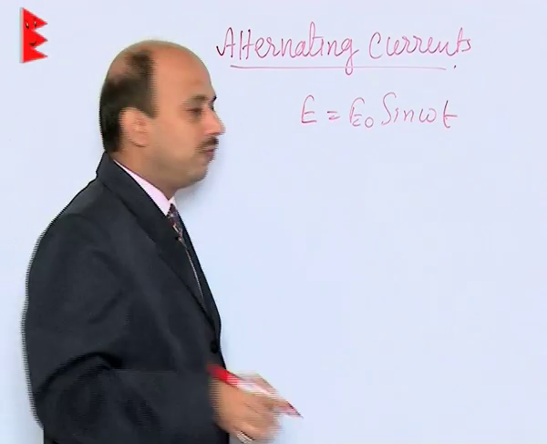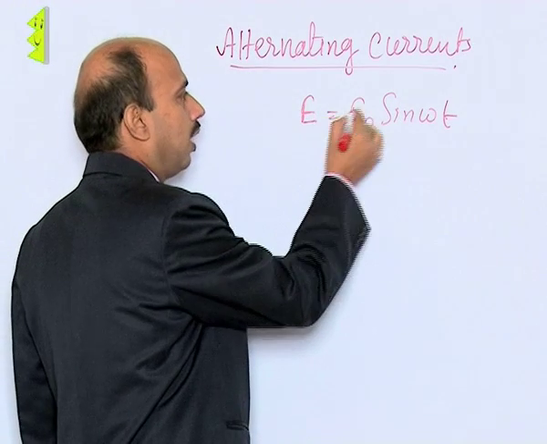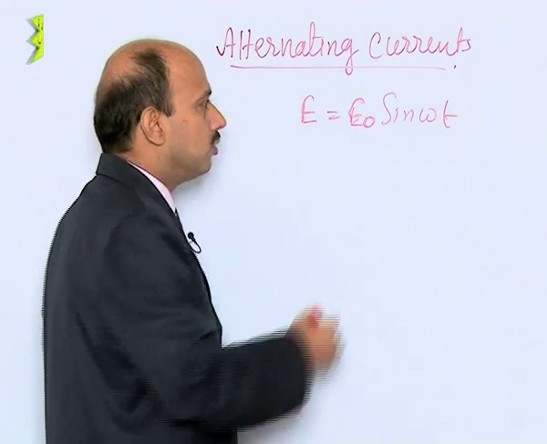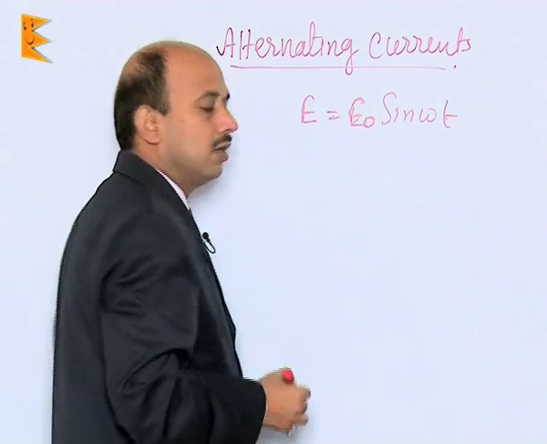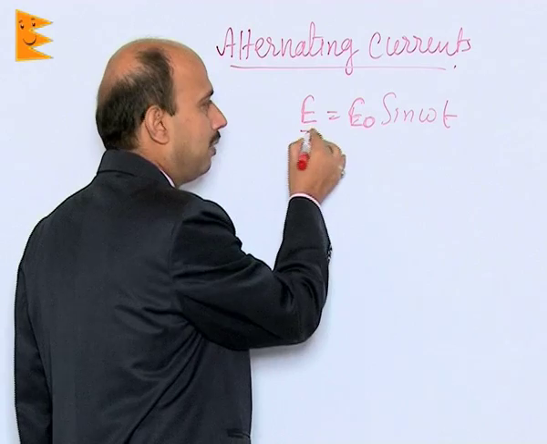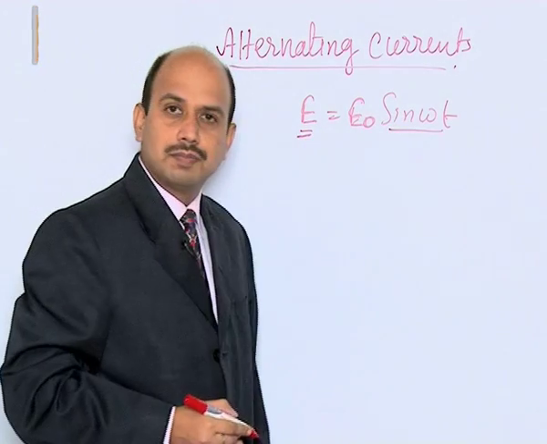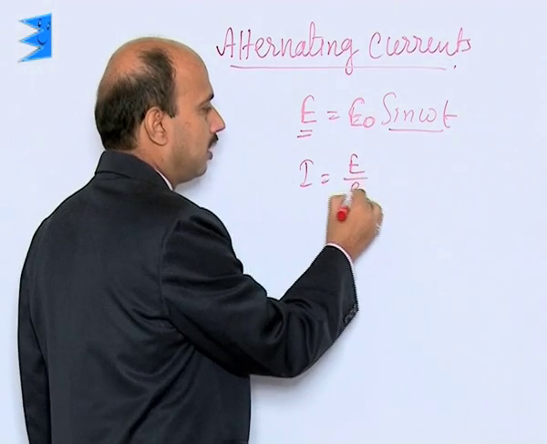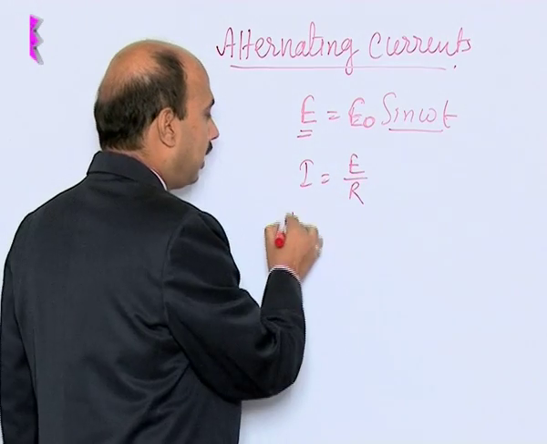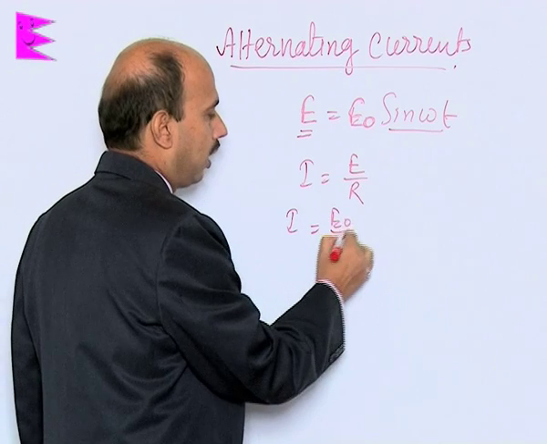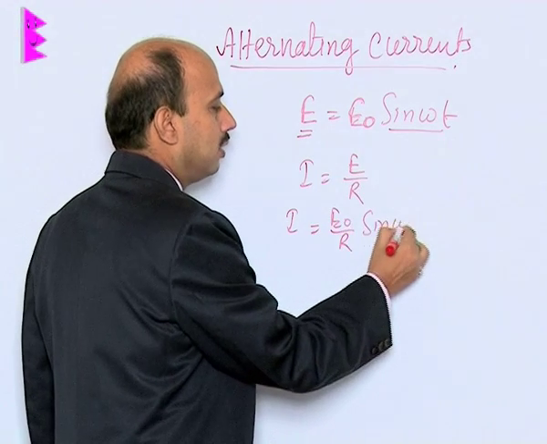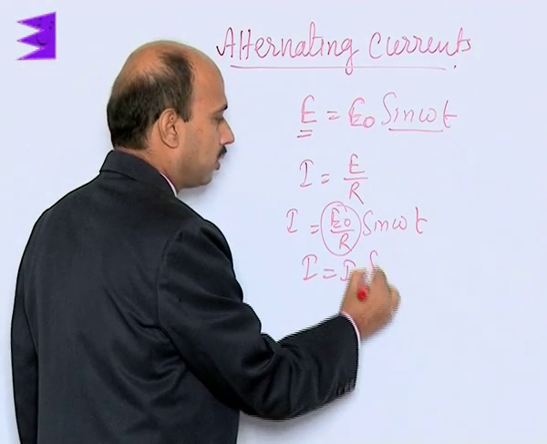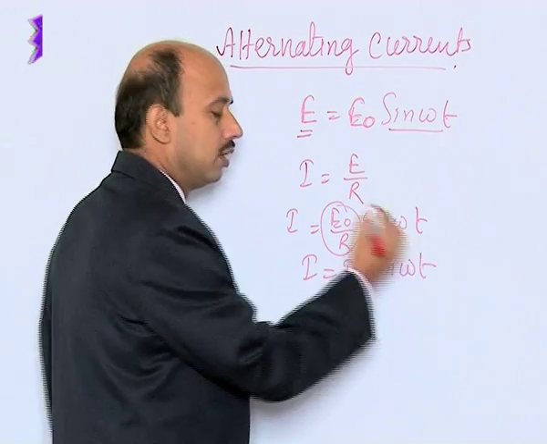I am taking the symbol for EMF as capital E here, and E naught is the maximum EMF, that is the amplitude of the EMF induced, and this is sin omega t. So the instantaneous value of EMF is a function of sin theta. Now we can write I is equal to E upon R, that is the resistance in the circuit. So we can write I is equal to E naught upon R sin omega t, and this E naught upon R can be given as I naught. So I is equal to I naught sin omega t.